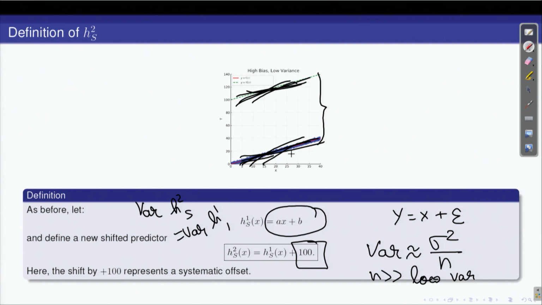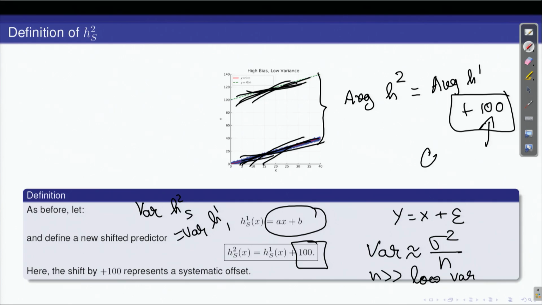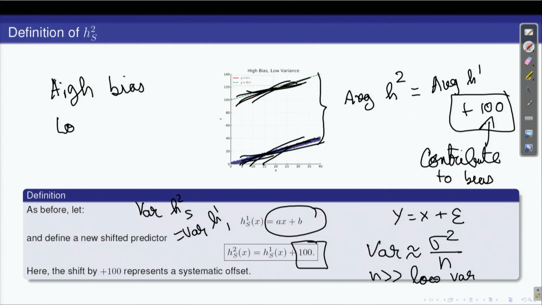But the average of H2, just by this picture, has to be equal to the average of H1 plus 100. So, this will contribute to bias. So this is an example of a model which is high bias, low variance.